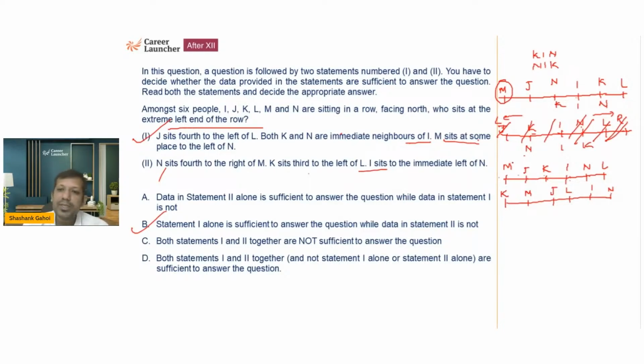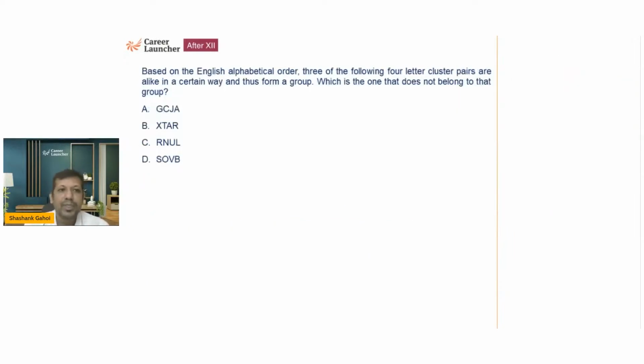Now who's sitting on the extreme left end? That is M as well as K. So am I getting a definite answer? No. So with the help of the second statement, I'm not getting a definite answer. I'm going to get two possibilities. So answer of this question is going to be option 2, that is statement 1 alone is sufficient, but statement 2 alone isn't. Now let's move on to the next one.